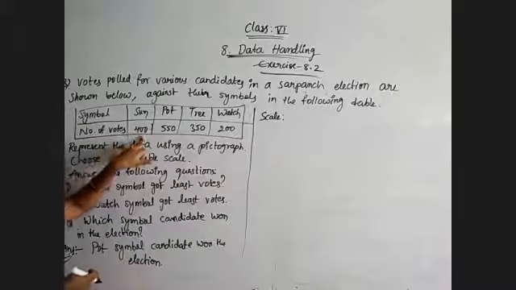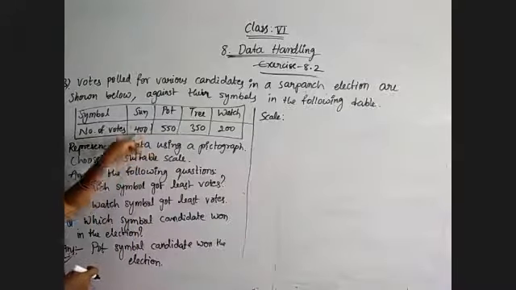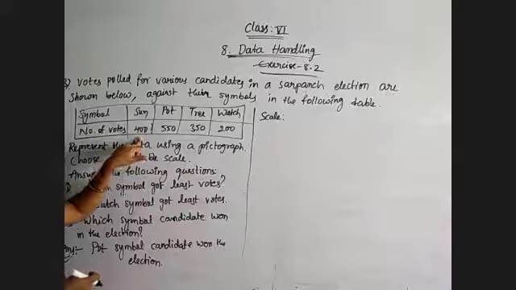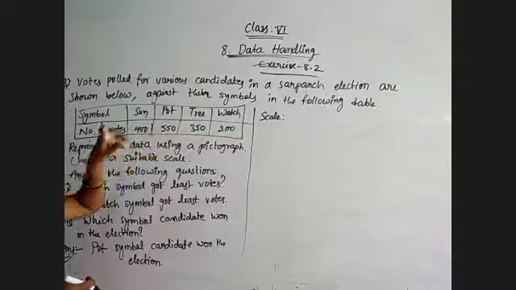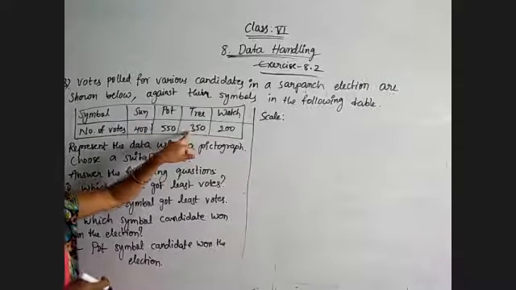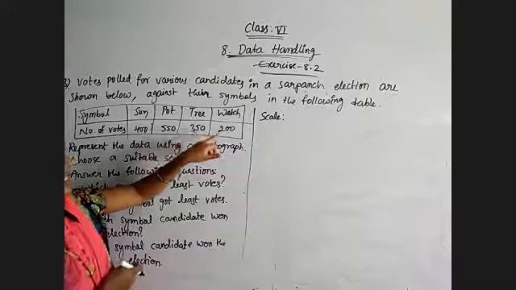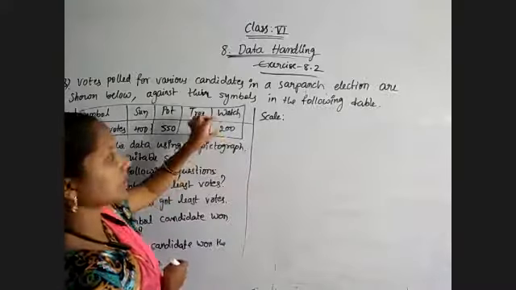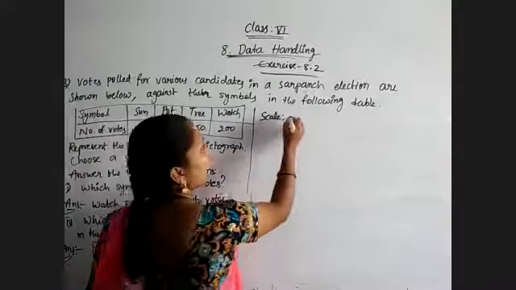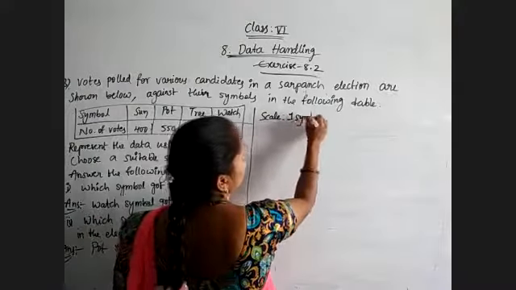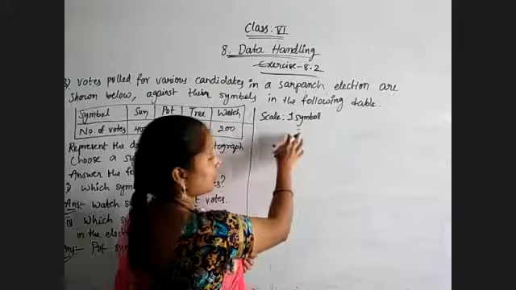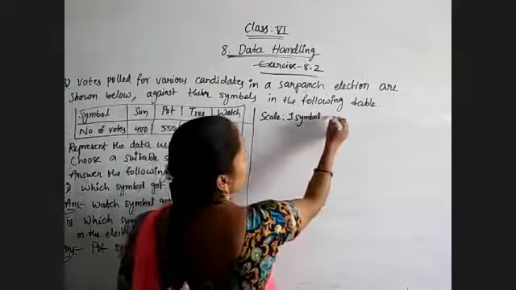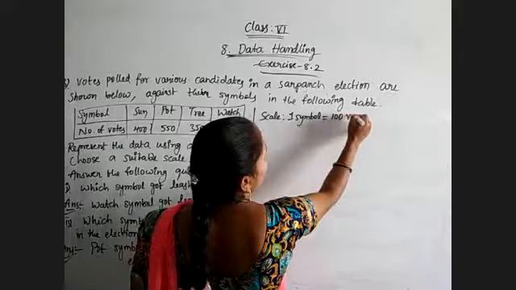If we use 100, one symbol equals 100 votes. 400 by 100, 4 symbols we need. 550 by 100, 5 symbols completely, and for the sixth symbol we take only half. 350, 3 symbols completely and a half symbol. 200 by 100, 2 symbols completely. Scale: one symbol equals 100 votes. I will draw the symbols in the pictograph itself.